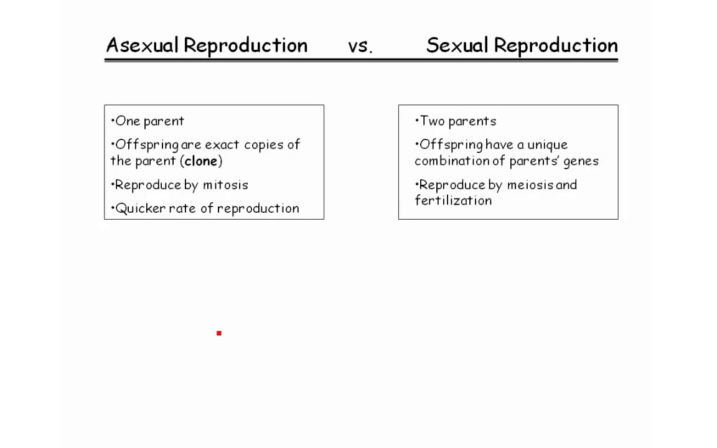There are distinct advantages to both of these types of reproduction, but sexual reproduction, that second bullet there, the fact that the offspring have a unique combination of parent genes, is really why most organisms do put a bit of effort into reproducing sexually, even though that is going to be a process that requires two parents and is going to take longer.